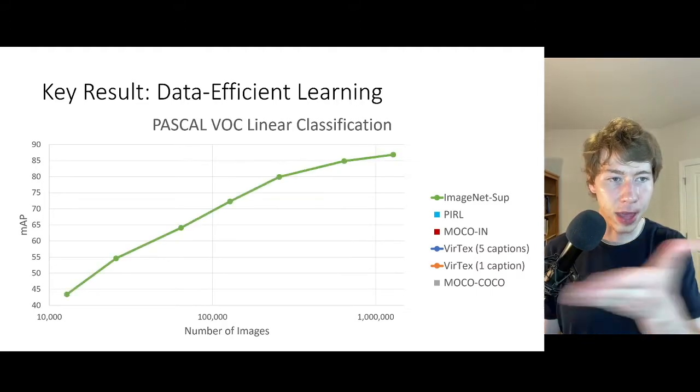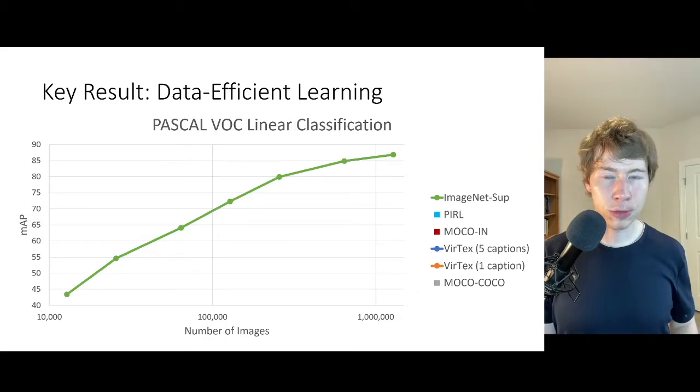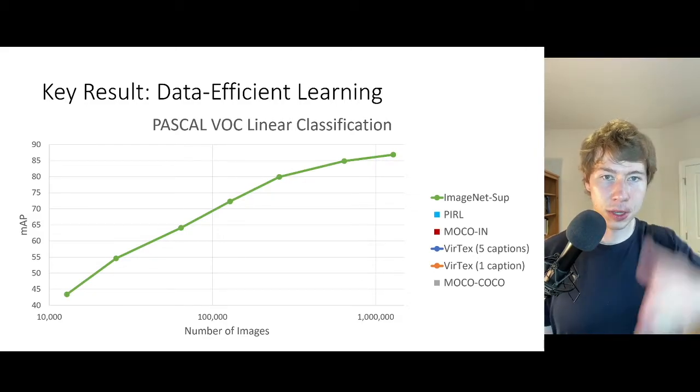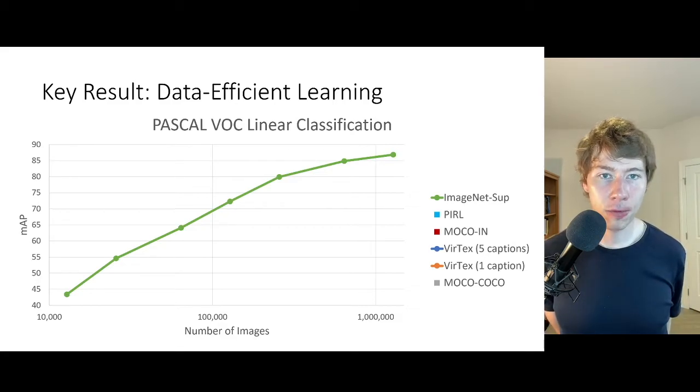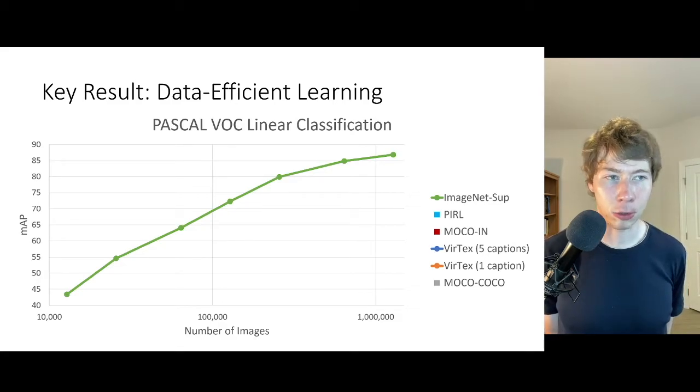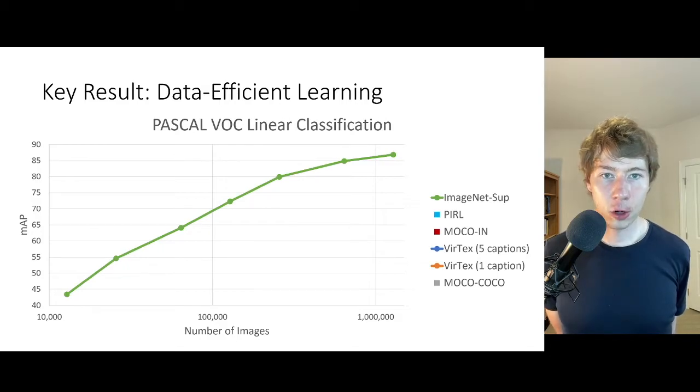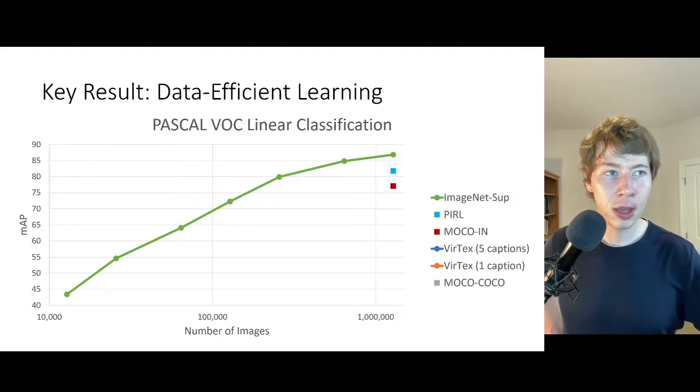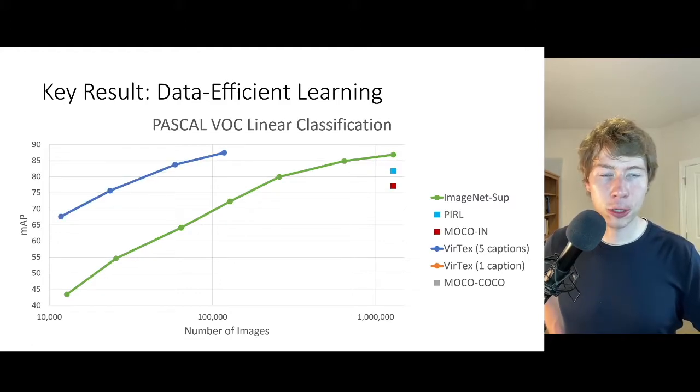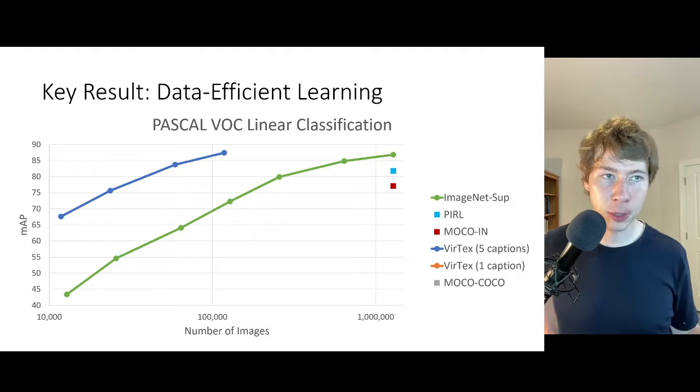So here we plot on the x-axis how many images we use for pre-training, and the y-axis shows our mean average precision on Pascal VOC once we train linear classifiers on these learned representations. And we can see that the green curve gives the performance of standard fully supervised pre-training on ImageNet. We also compare here with PIRL and MoCo, which are two self-supervised methods that don't use any labels at all, and they're a bit worse than this fully supervised approach. And now our approach, VirTex, which trains using COCO captions, is able to learn really powerful representations using quite a lot fewer images than ImageNet pre-training.